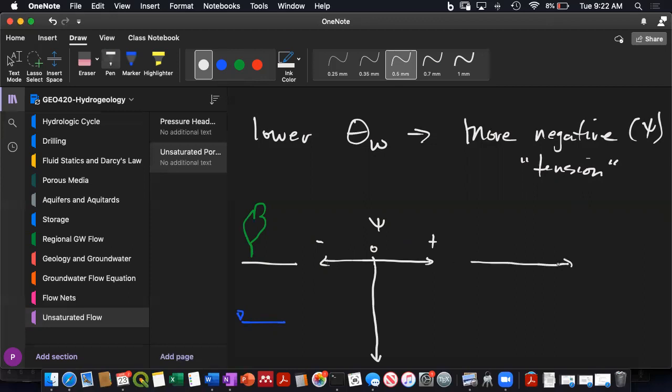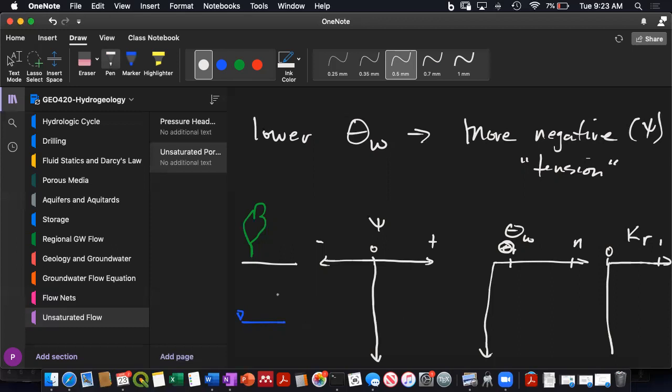This graph here is my volumetric water content. It goes from 0 to n. But there's some amount of pores that are so small that we'll never drain them via gravity drainage. And we call that our residual water content, theta sub r. We talked about theta sub r already. And then one more graph I want to consider here is K sub r, my relative hydraulic conductivity. And that's going to go from 0 here to 1. And here is my water table depth for all 3 of my plots.